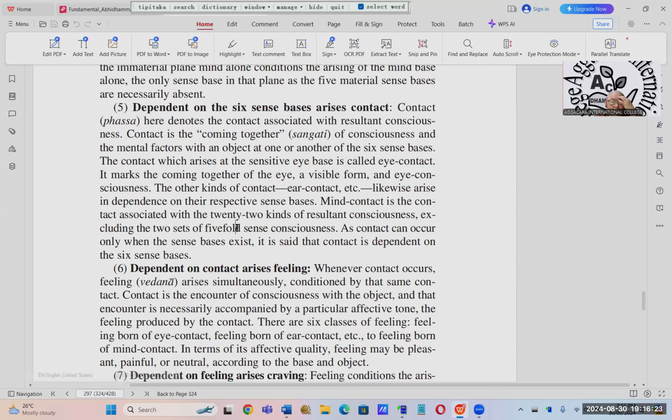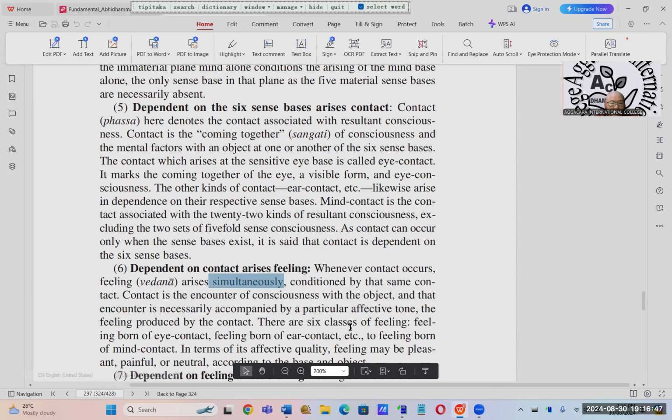Now after contact, what happened? You get feeling. Even though we say contact happens first, then feeling arises, in actual fact the contact and feeling occur at the same time, simultaneously, because feeling is conditioned by that contact.